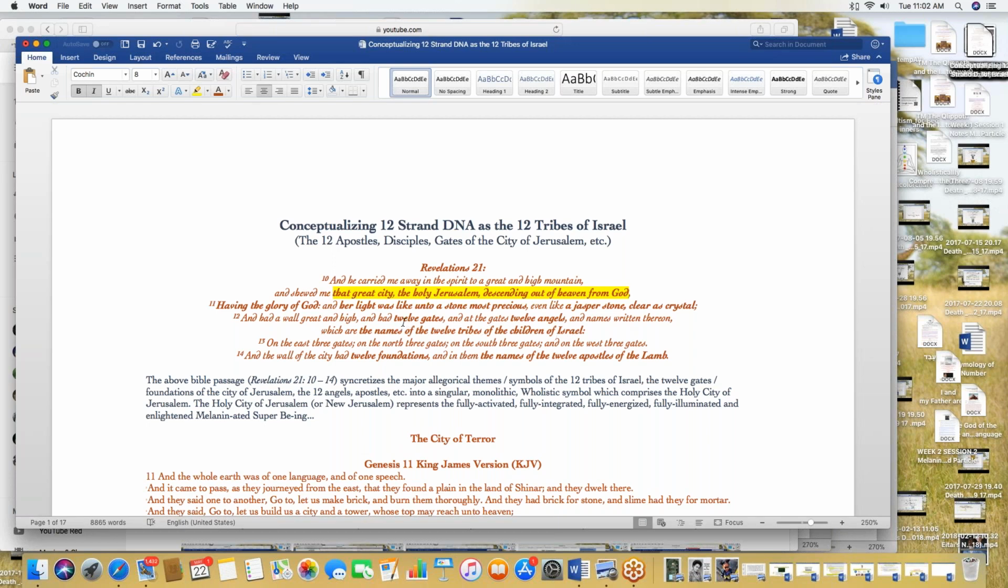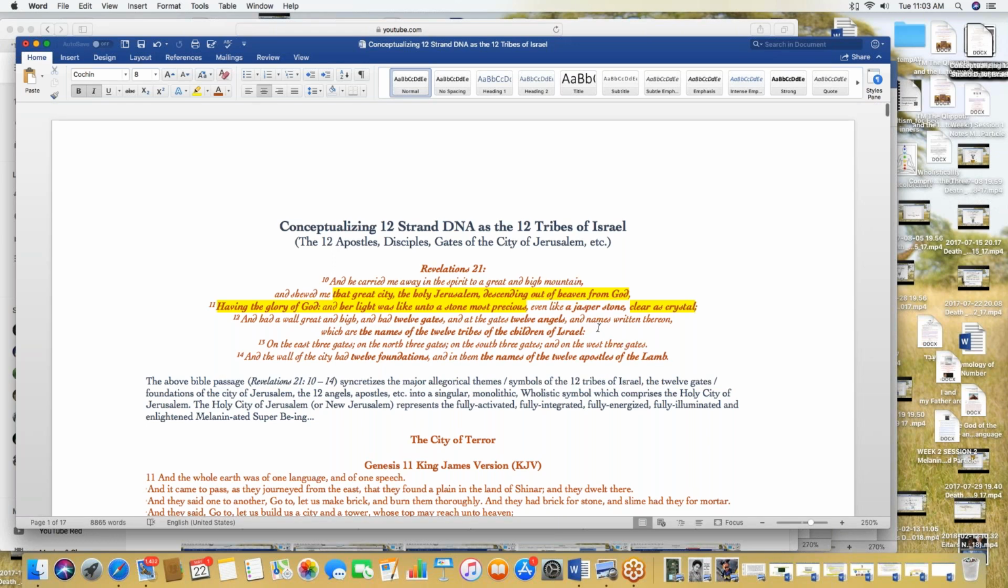And he showed me a great city, the holy Jerusalem, descending out of heaven from God, having the glory of God, and her light was like unto a stone most precious, even like a jasper stone, as clear as crystal. So, just to jump ahead, we're talking about the crystallization of the carbon based human body. I'm just going to say that out front. The crystallization, this is what this is talking about, of the carbonated or carbon based human body. Not talking about no mystical city that's going to descend out of heaven.